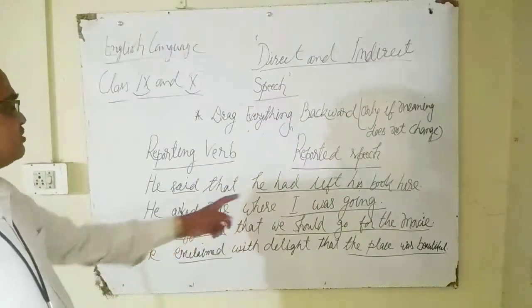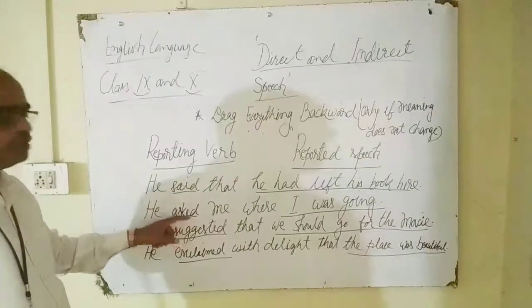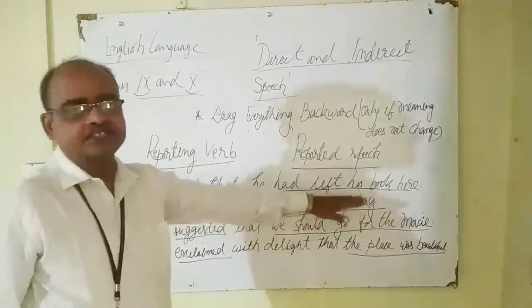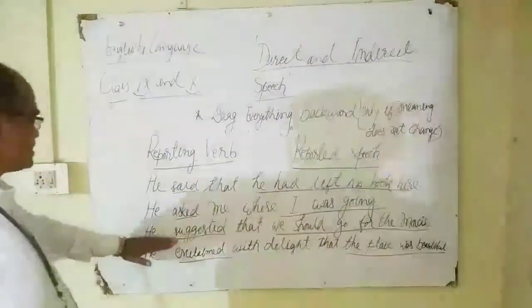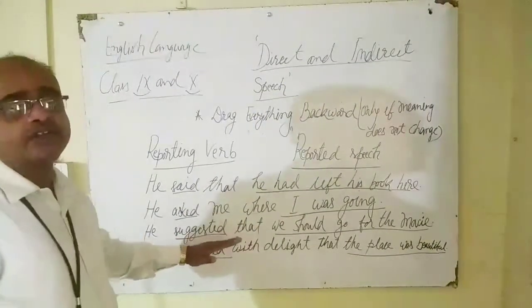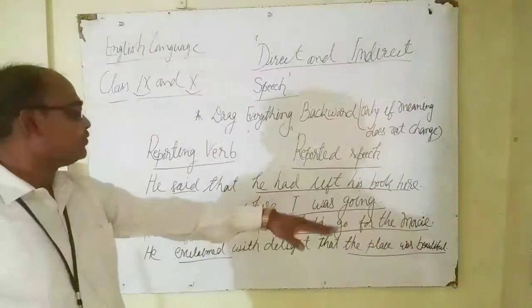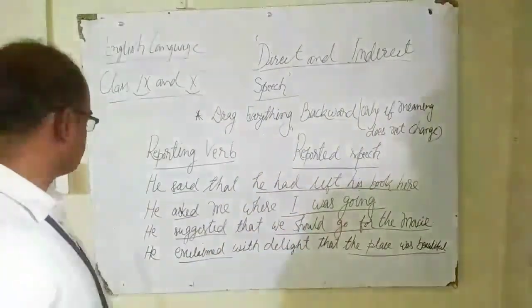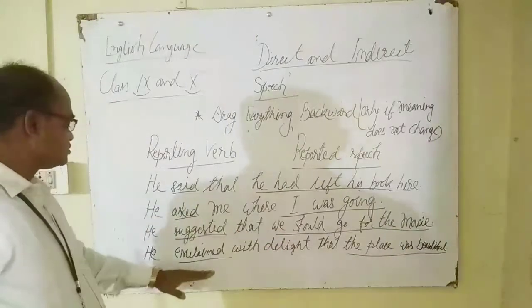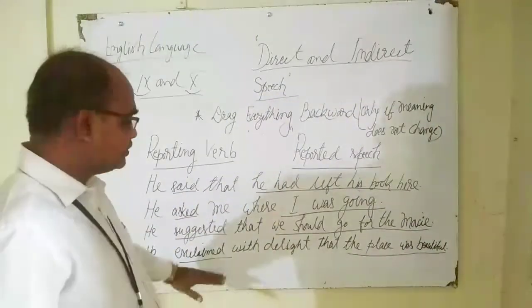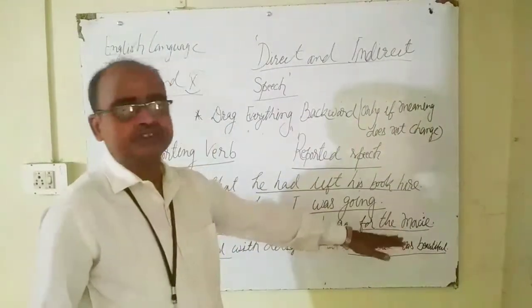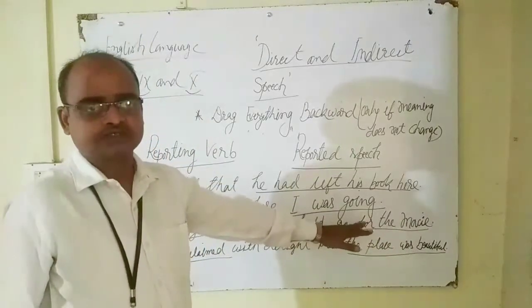Here, he asked me where I was going. Asked is the reporting verb, and where I was going, this is reported speech. He suggested that we should go for the movie. He suggested is a reporting verb, and we should go for the movie is reported speech. He exclaimed with delight that the place was beautiful. So exclaimed is the reporting verb, and the place was beautiful is reported speech.